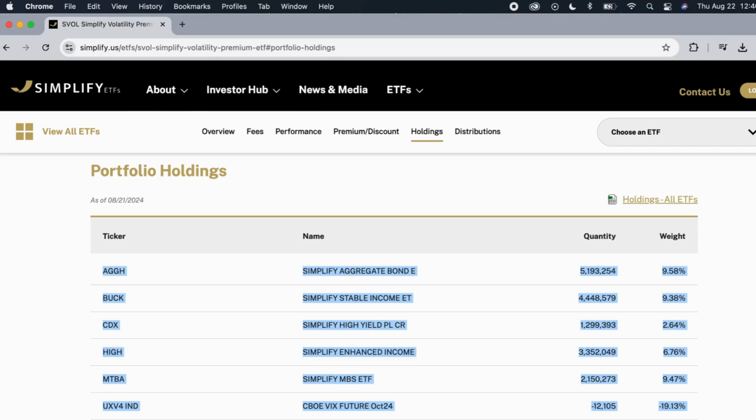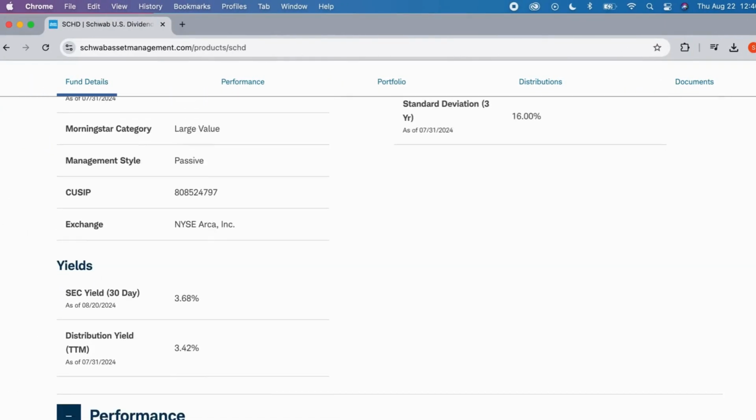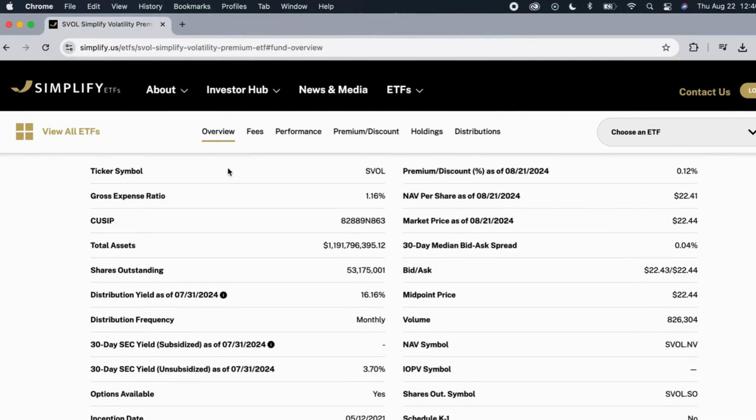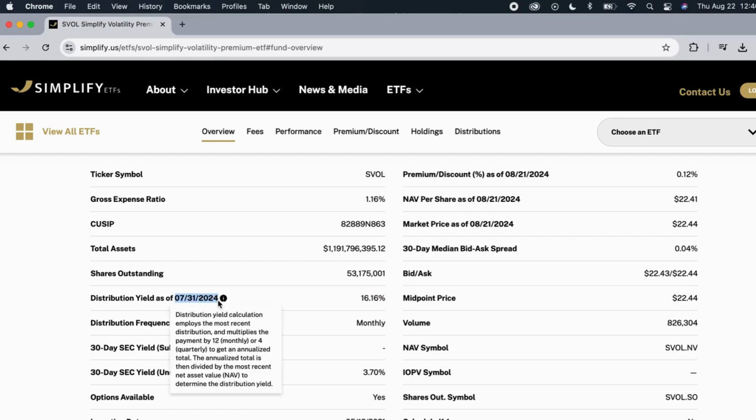Now let's examine the yields and distributions. SCHD offers a yield of around 3.5% with quarterly distributions, making it a reliable choice for those seeking consistent income. SVOL takes it up a notch with a higher yield of about 13% distributed monthly. This makes SVOL attractive for those looking for higher income, but with the trade-off of greater volatility.